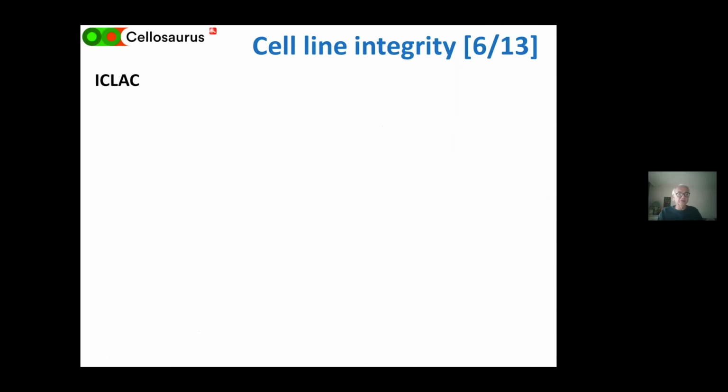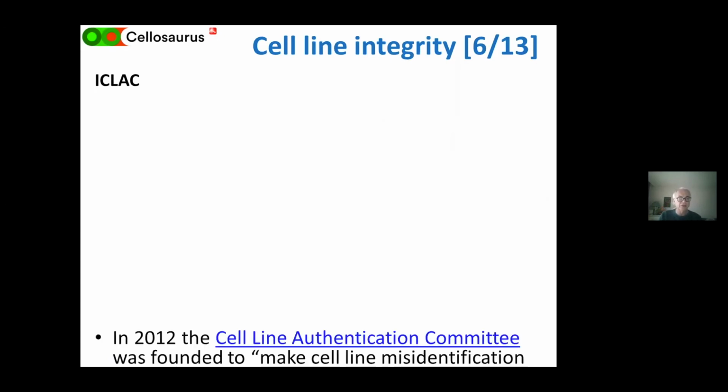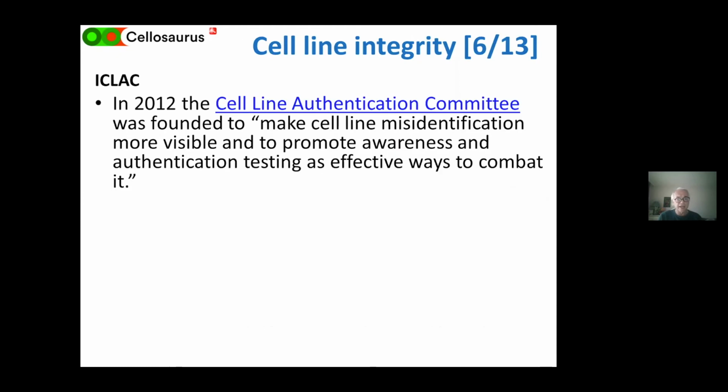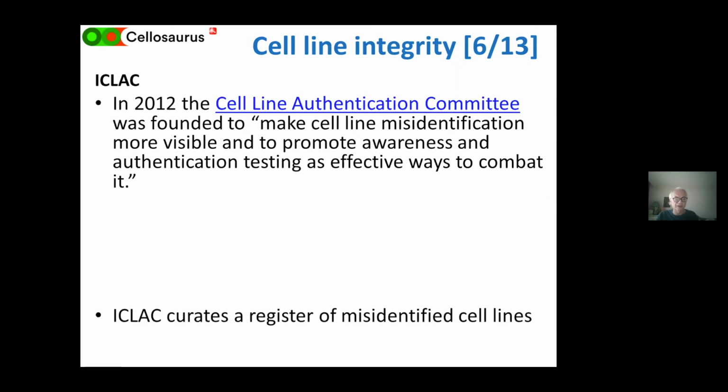So what can we do with this? Well, first, you have to know that there is an institution, a committee called ICLAC, which is the International, sorry, I forgot the word International here, Cell Line Authentication Committee. It was founded to make cell line misidentification more visible and to promote awareness and authentication testing as effective ways to combat it.